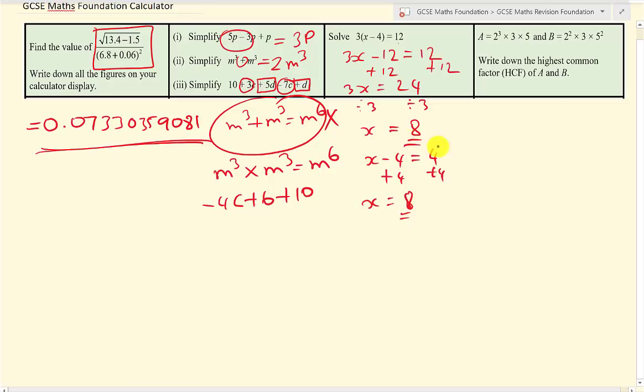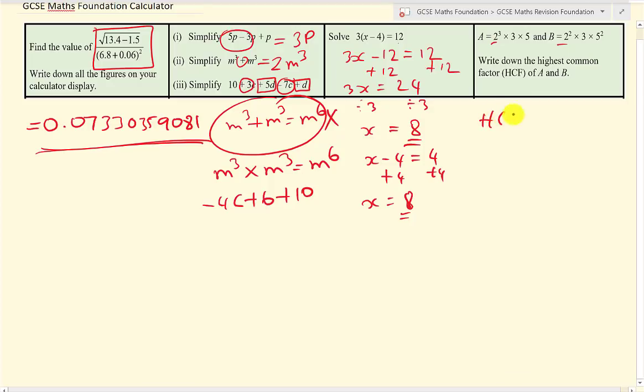A equals 2 cubed times 3 times 5 and B equals 2 cubed times 3 times 5 squared. Write down the highest common factor. So we know that to find the highest common factor we need to see which are common. Over here we have 2 cubed and we have 2 squared. So we have 2 squared common.